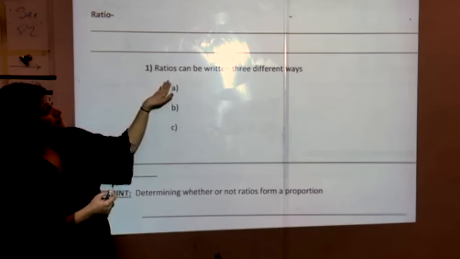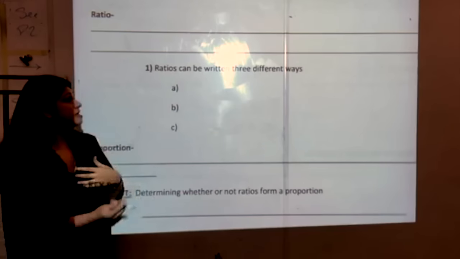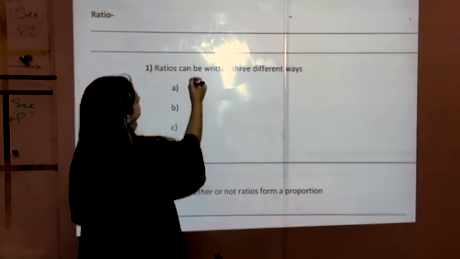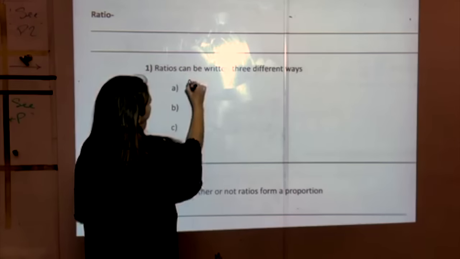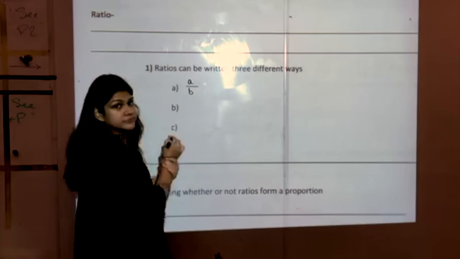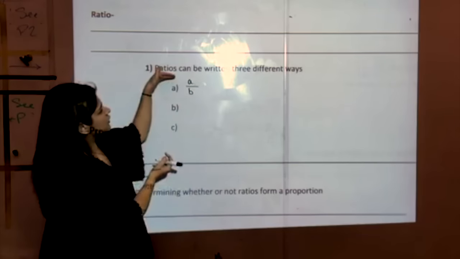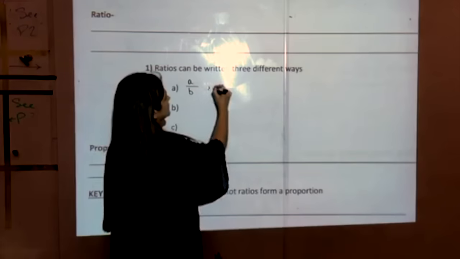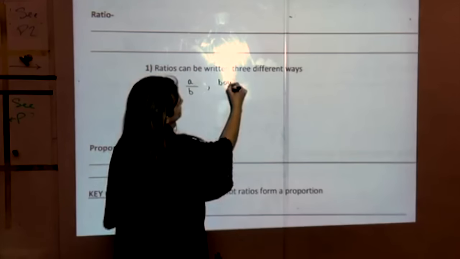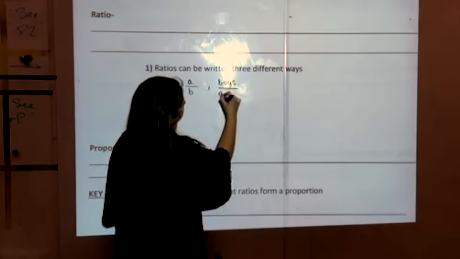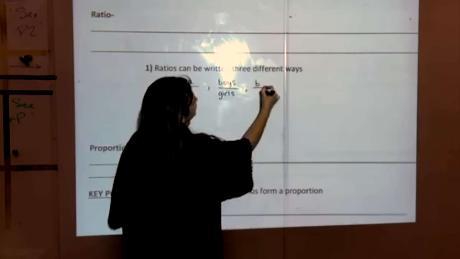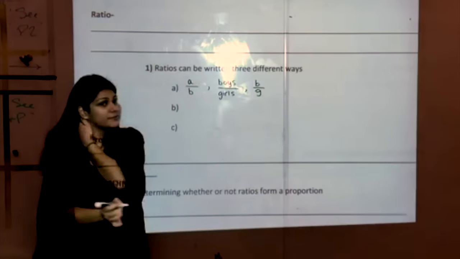So ratios can be written three different ways. The first way we generally see it is as a fraction. So we can have A over B, right? So we're comparing one quantity over another quantity. Let's use boys and girls as an example. So the number of boys over the number of girls, or B over G, okay?